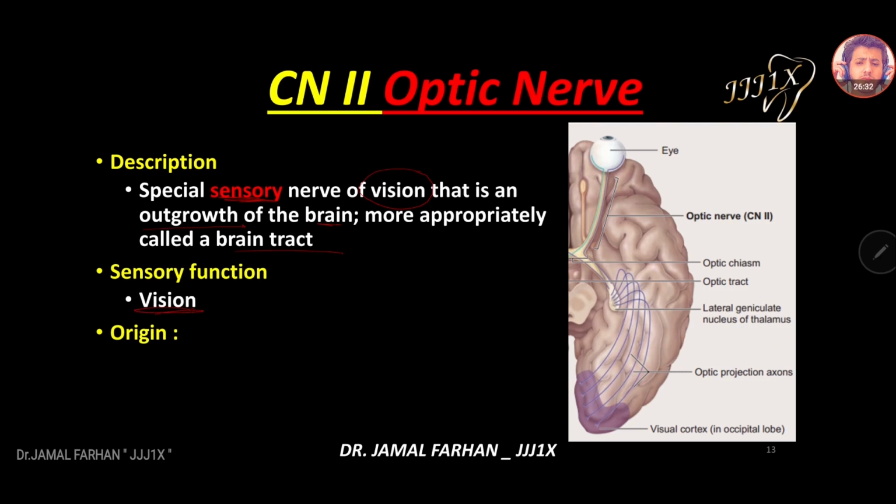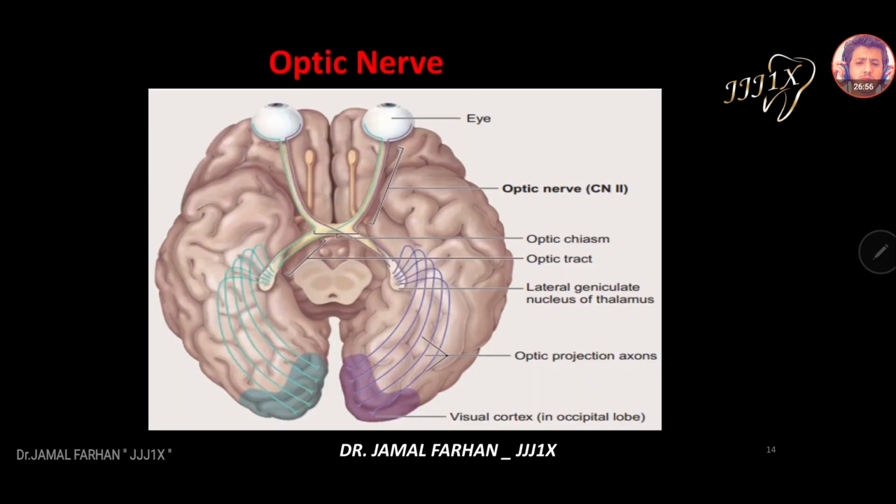The origin, as we say, the sensory from where? From the site of the action, which is the vision. So it starts from the retina of the eye. When I say origin, it means where it starts. The action starts from the retina of the eye to the central nervous system.